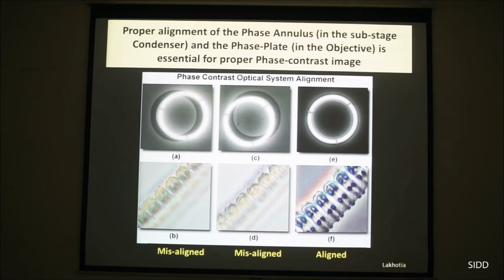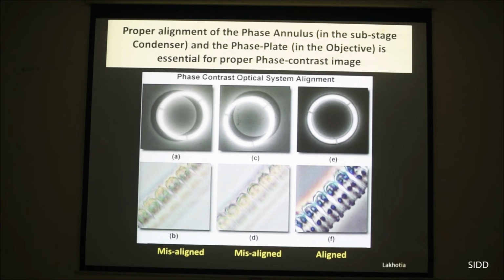As you can see from this image here, the bright circle is the phase annulus through which light is coming, and the dark circle is the phase plate in the objective. If the two are not concentric, then your whole purpose of phase retardation is lost, and you get an image which is slightly better but very hazy. You try to adjust them more, same thing. Only when they become completely concentric, like magic, you see the real image.